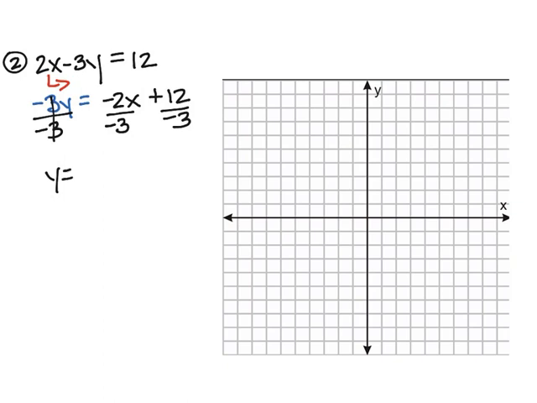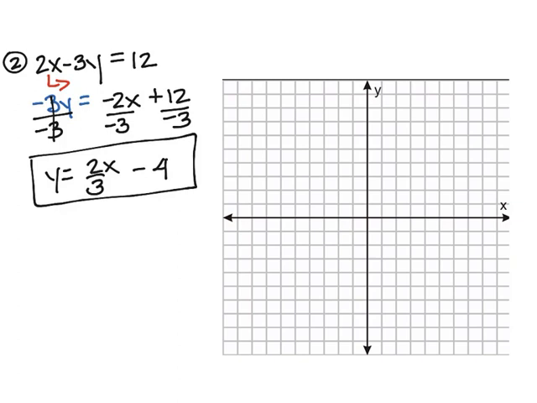So that's going to change signs. So -2 over -3 means a positive 2/3 x. And then 12 divided by -3 is -4. So our equation would be y equals 2/3 x minus 4. That's in slope-intercept form. So 2/3 would be our slope.